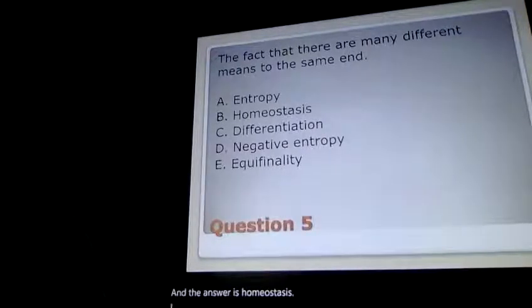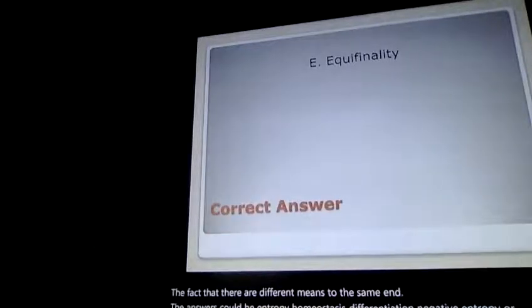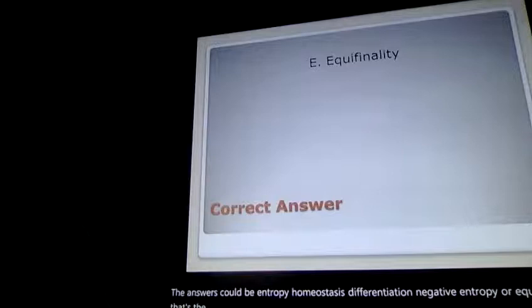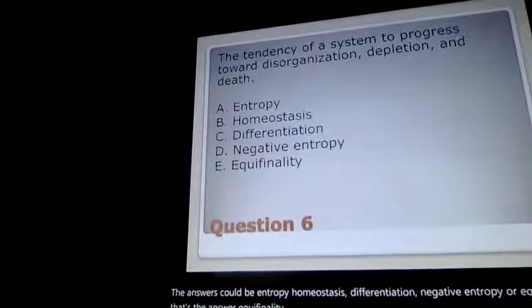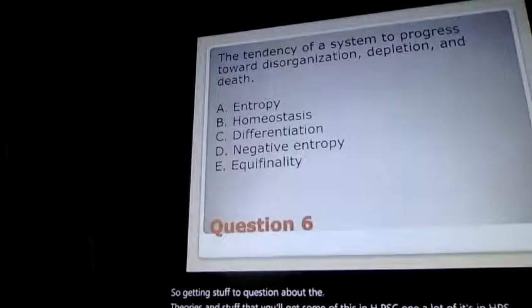The fact that there are different means to the same end. The answers could be entropy, homeostasis, differentiation, negative entropy, or equifinality. And that's the answer, equifinality. So getting questions about the theories and stuff that you'll get. Some of this is in HBSE 1, a lot of it's in HBSE 2. So save this. I can send it to you if you remember to email me for it.